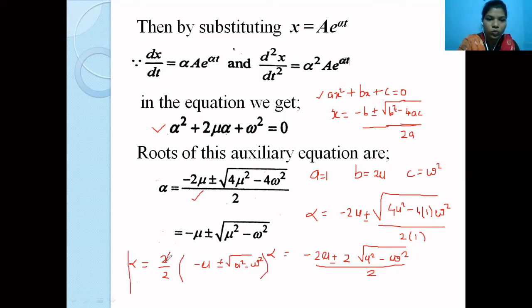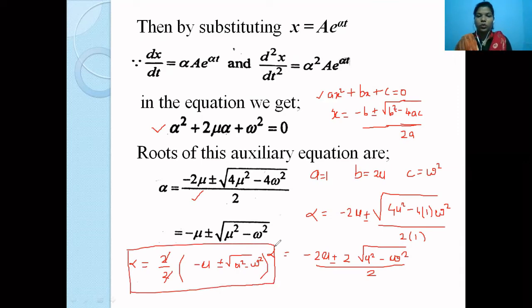Alpha is equal to, this 2 and 2 will get cancelled, minus of mu plus minus root of mu square minus omega square. So this is the solution that we get for the differential equation. Once I get the value for alpha, all I'm going to do is substitute the value of alpha in the general solution that I've assumed. My general solution is x is equal to a e raised to alpha t. All I'm going to do is write the value of alpha, which is minus of mu plus minus square root of mu square minus omega square, in the equation.